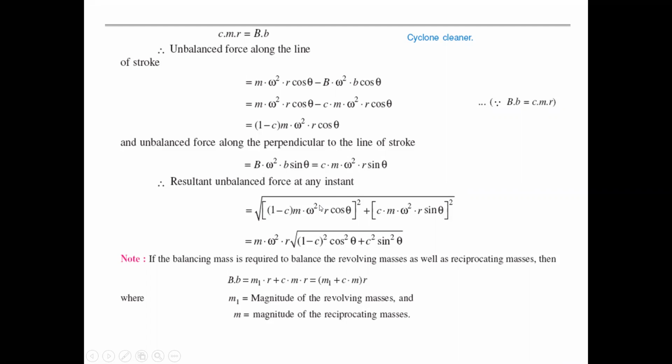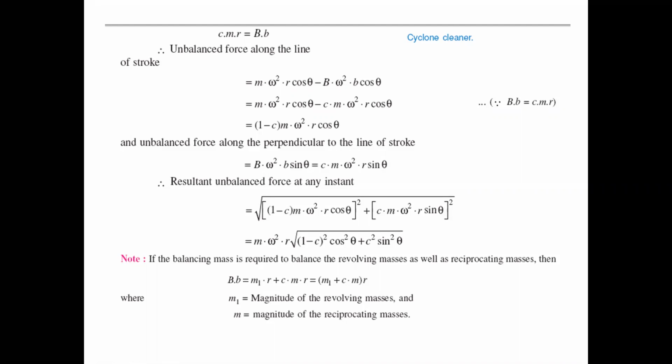Now we are going to find the resultant. There is a horizontal component and a vertical component, so we write the resultant unbalanced force equals the square root of the horizontal force squared plus the vertical force squared: ((1 minus c) m omega square r cos theta) squared plus (c m omega square r sin theta) squared. Taking out the common terms, it is m omega square r times the square root of (1 minus c) square cos square theta plus c square sin square theta.